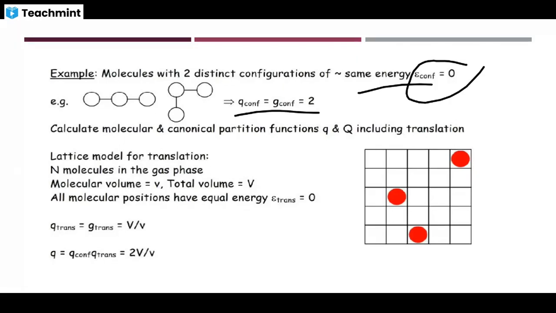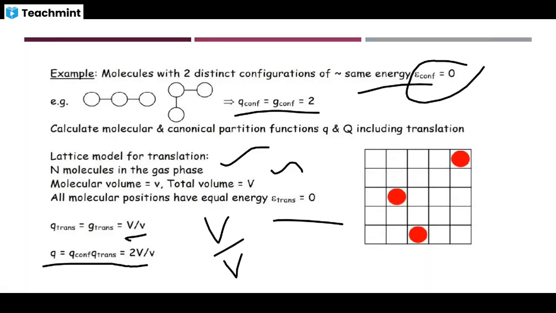Okay, n molecules in the gas phase, molecular volume is v and the total volume is capital V. All molecular positions have equal energy. Then the partition function is, for translational, V by v, and for configuration also V by v. So the molecular partition function q equals the configurational partition function times the translational partition function. Okay, q is the partition function. So this is V by v into V by v, nothing but 2V by v.